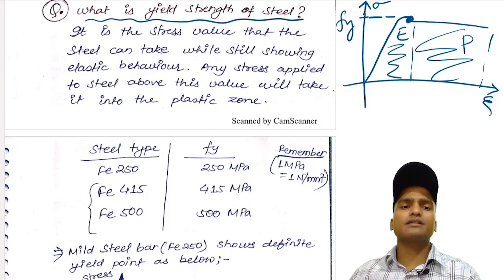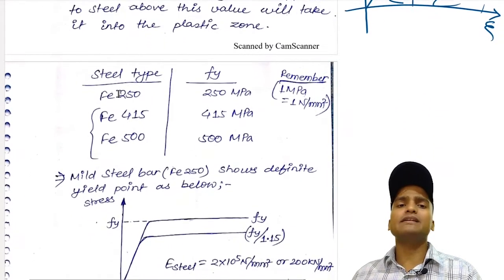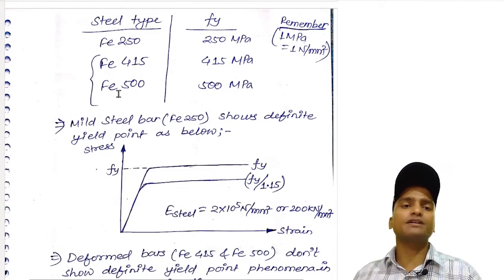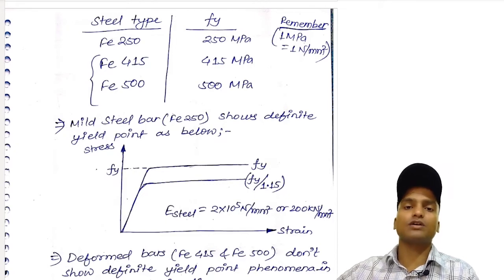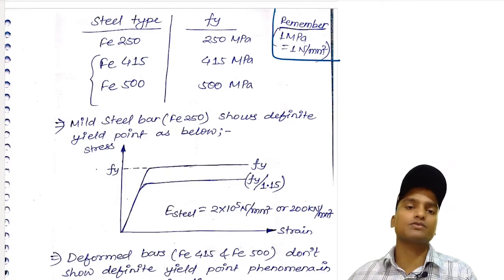So this is very clear, and steel is categorized depending on the yield strength. There are three types of steel mentioned here: Fe250, Fe415 and Fe500. The steel type is designated based on the yield strength of the steel, and you can always remember this: 1 megapascal is equal to 1 Newton per mm square.